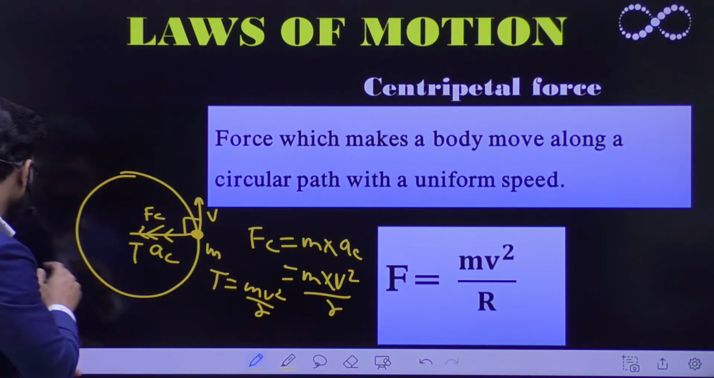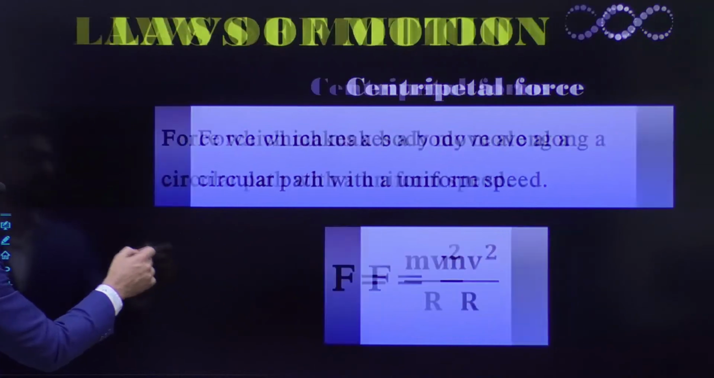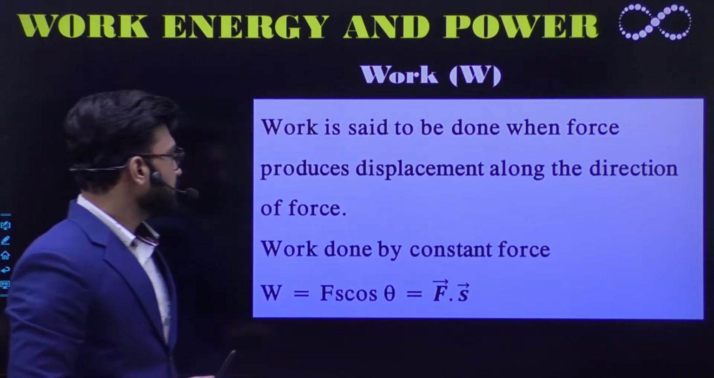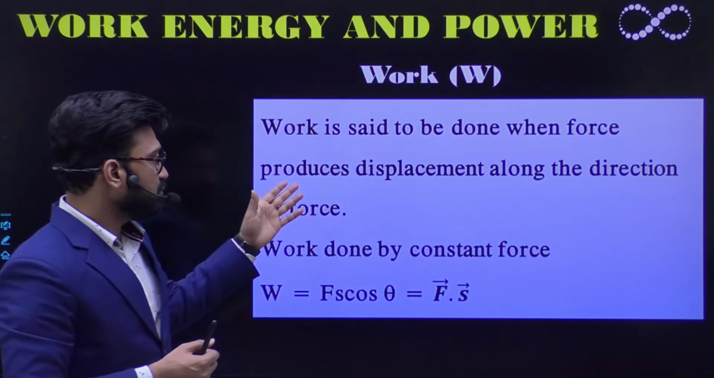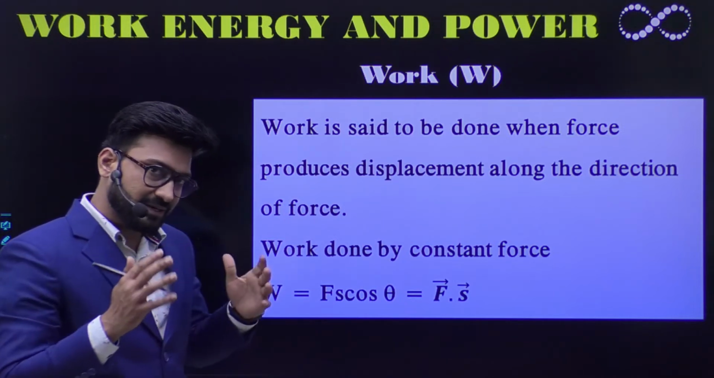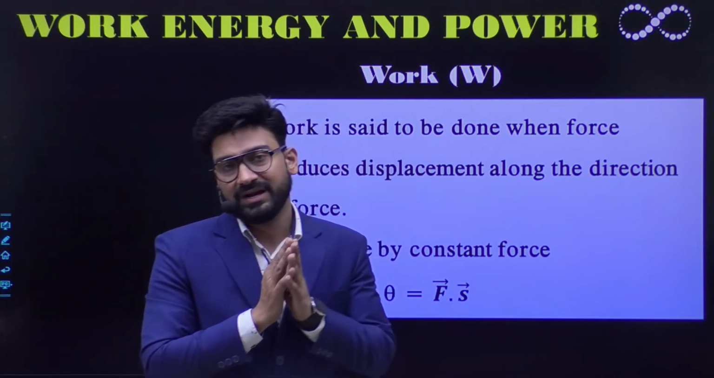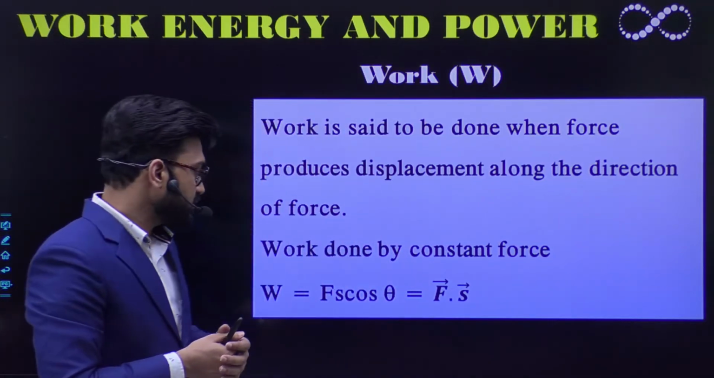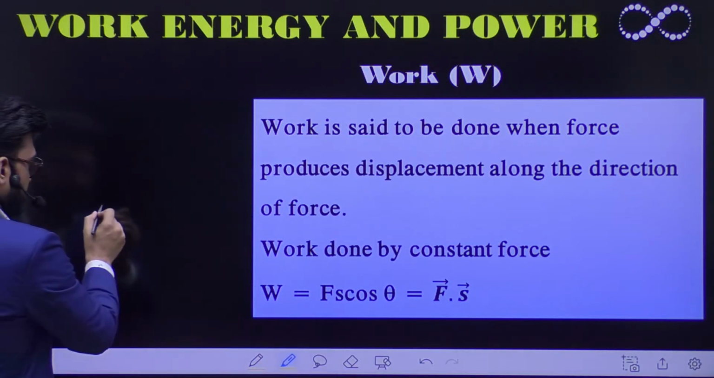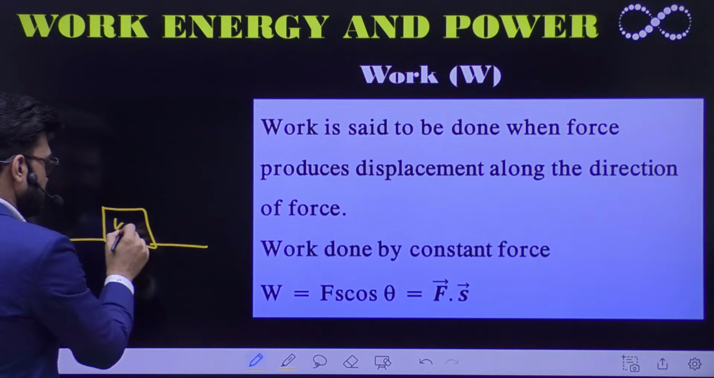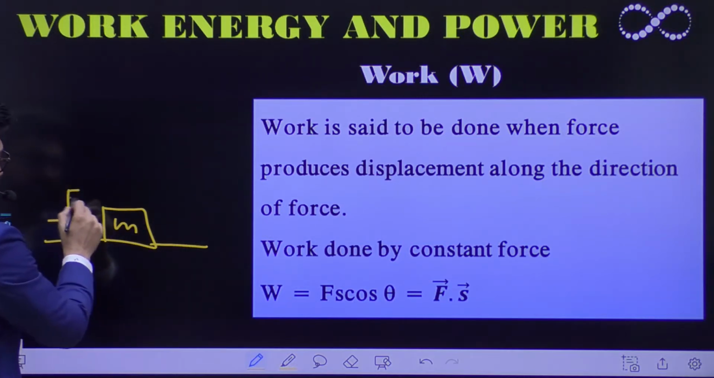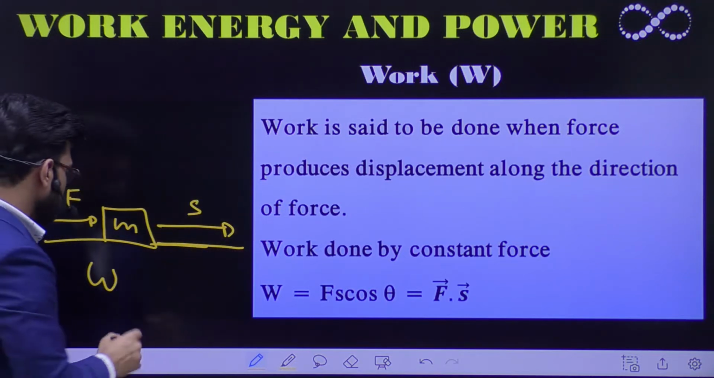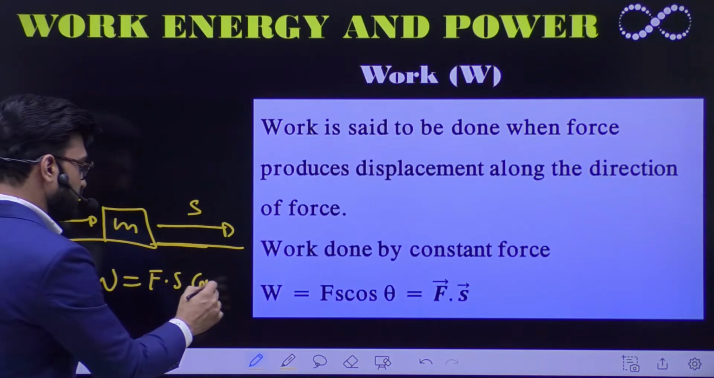Now we'll be moving to the next aspect, the work, energy and power chapter. You must remember, work is said to be done when the force produces displacement along the direction of force. In scientific terms, work is only done when the force produces displacement in the direction of force. Suppose a body of m kg is placed and subjected to a force F, and it moves a distance s. The work done by this force must be equal to Fs cos theta.